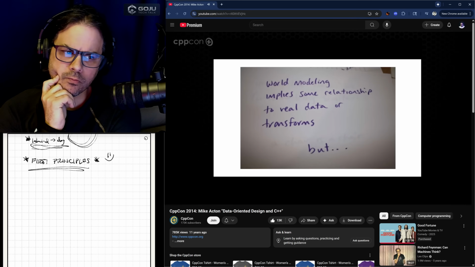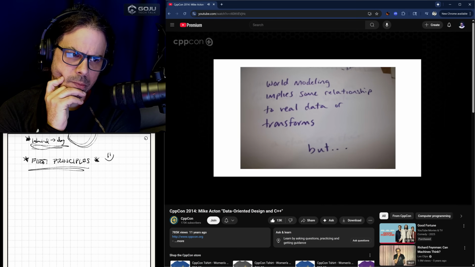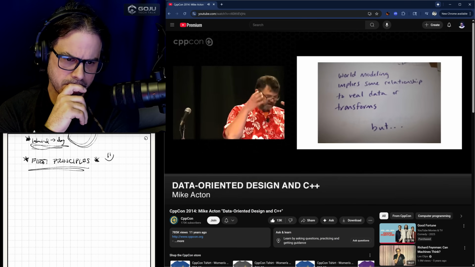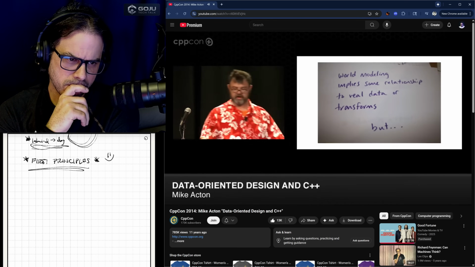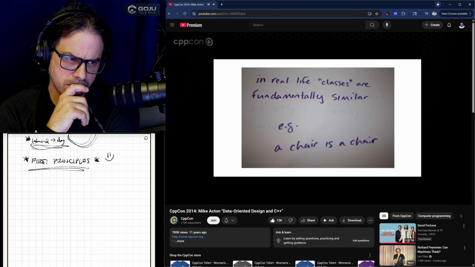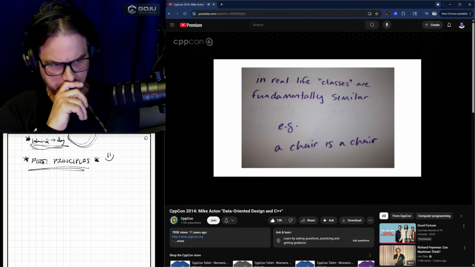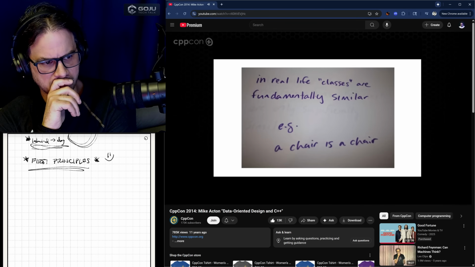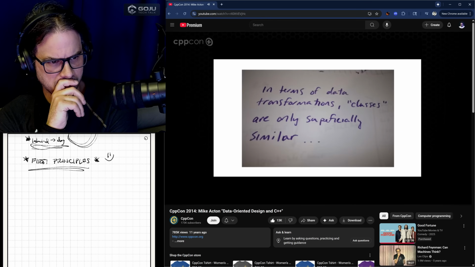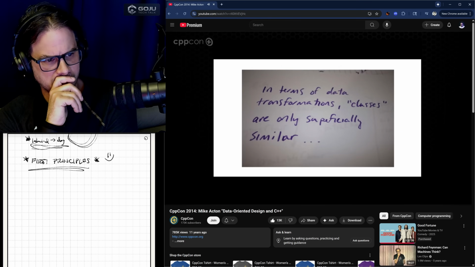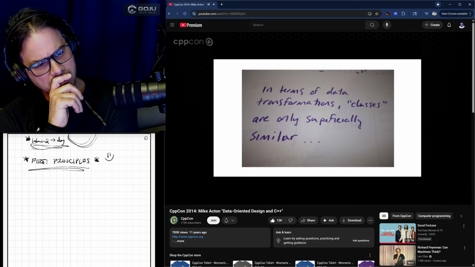I'm not sure. And this whole idea of world modeling implies some relationship to real data or transforms, right? It's as though if I have some model of the world and I codify it like that, that's actually the thing that's happening. But the problem is that in real life, classes of things are fundamentally similar. They really are the same. A chair is a chair in real life. But in terms of data transformations, in terms of what we do, these classes are really only superficially similar.